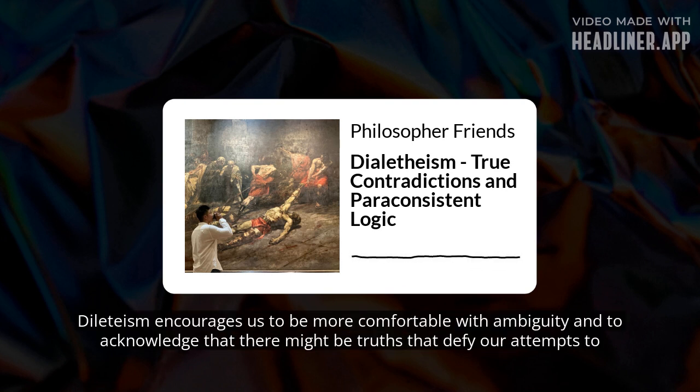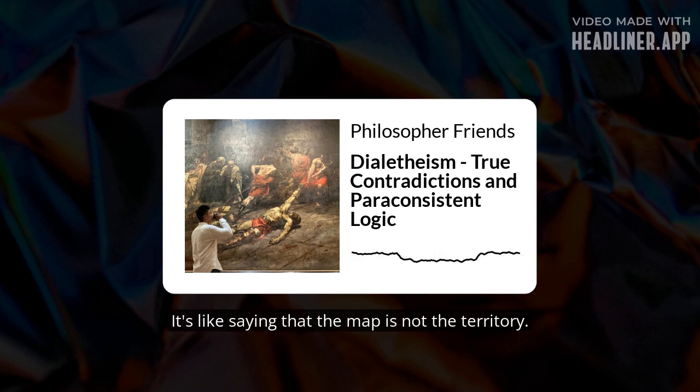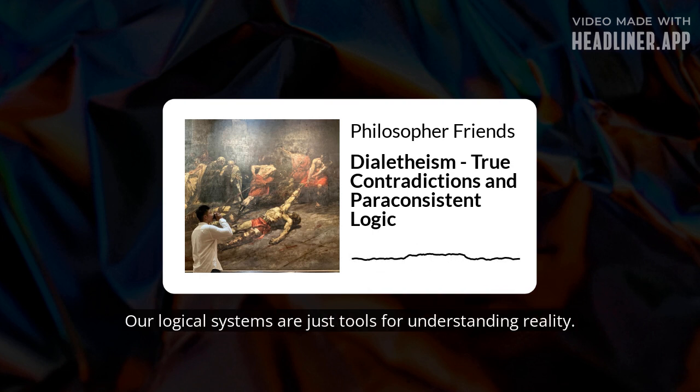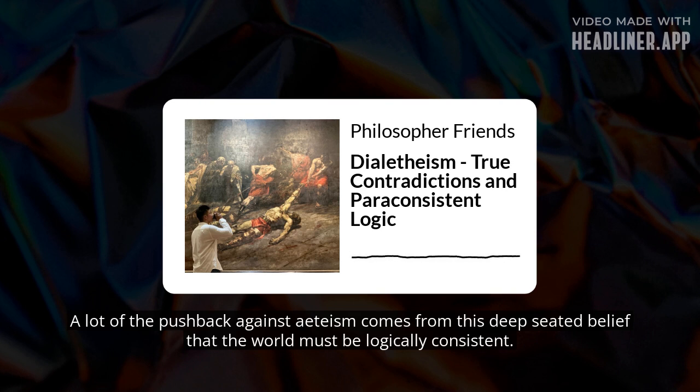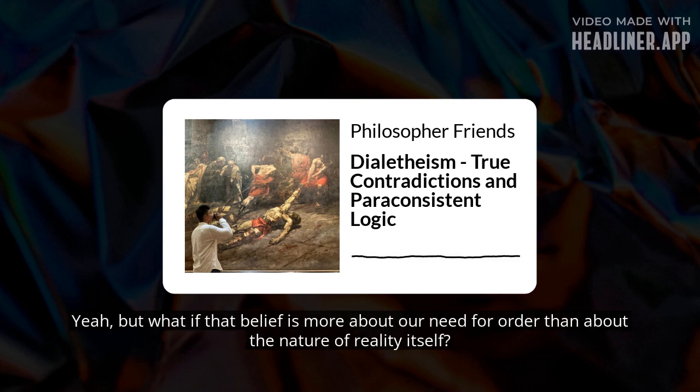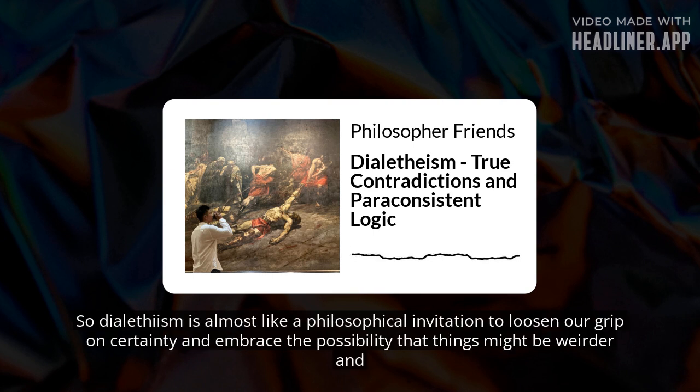Dialetheism encourages us to be more comfortable with ambiguity and to acknowledge that there might be truths that defy our attempts to systematize them. It's like saying that the map is not the territory. Our logical systems are just tools for understanding reality. Right. But they might not perfectly capture all its nuances. I like that analogy. A lot of the pushback against dialetheism comes from this deep-seated belief that the world must be logically consistent. Yeah. But what if that belief is more about our need for order than about the nature of reality itself?